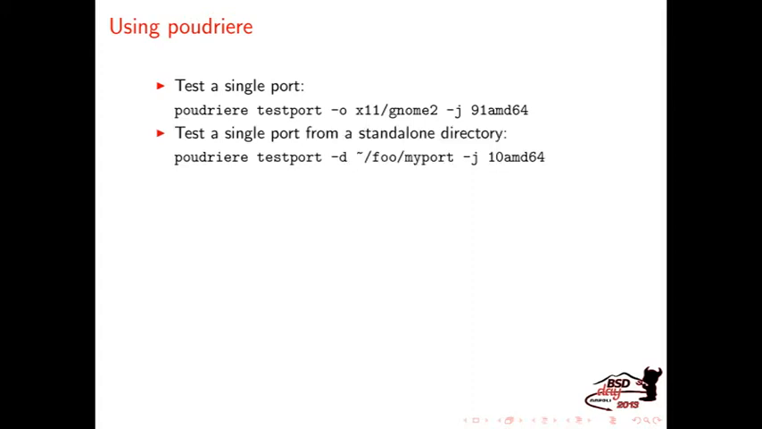In another example, test port with -D allows using an arbitrary directory containing a port, and for dependencies it will use the default ports tree. But unluckily, in the latest development snapshot of Poudriere, this -D option has actually been removed. I made the slides before this change.